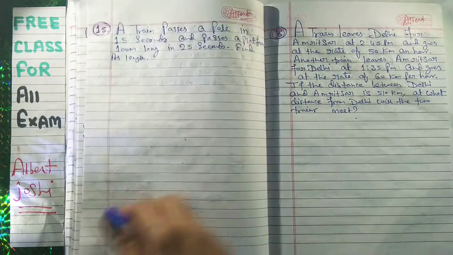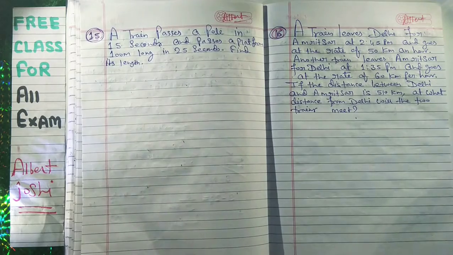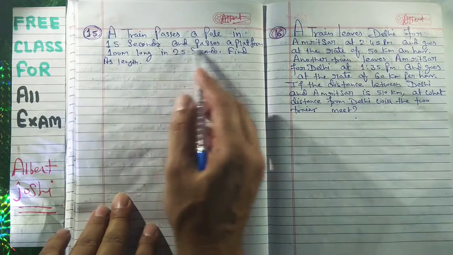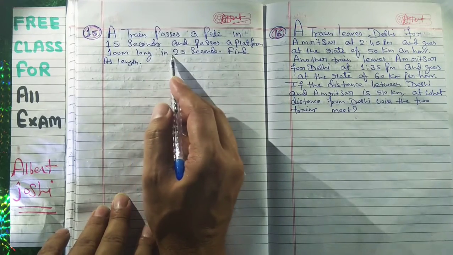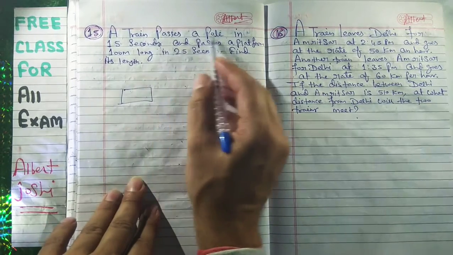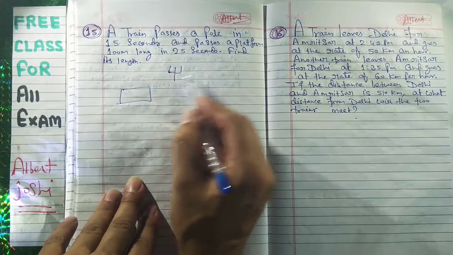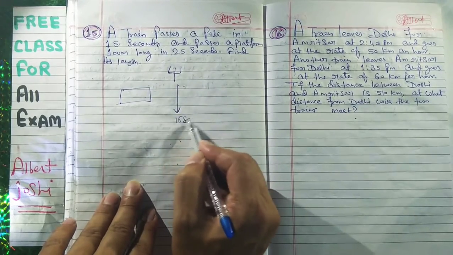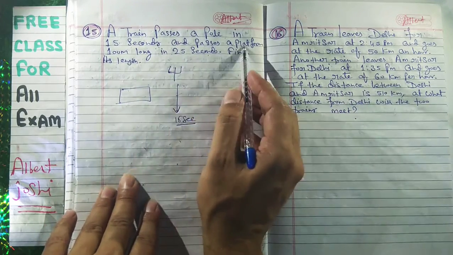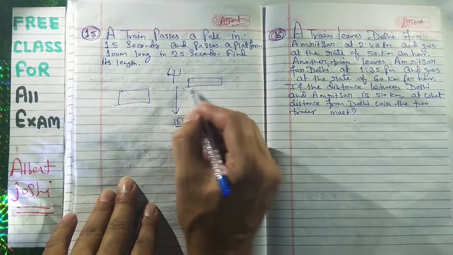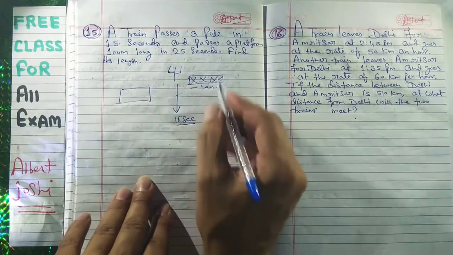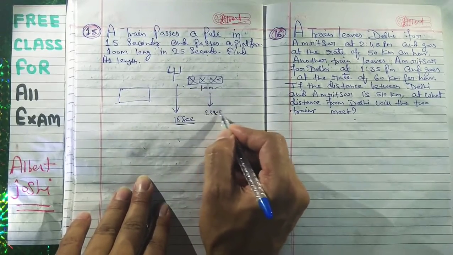Now another interesting question. A train passes a pole in 15 seconds and passes a platform 100 meters long in 25 seconds. Find its length. Very simple. You have one train. If it passes a pole in 15 seconds, and it passes a platform which is 100 meters long in 25 seconds, find the length.